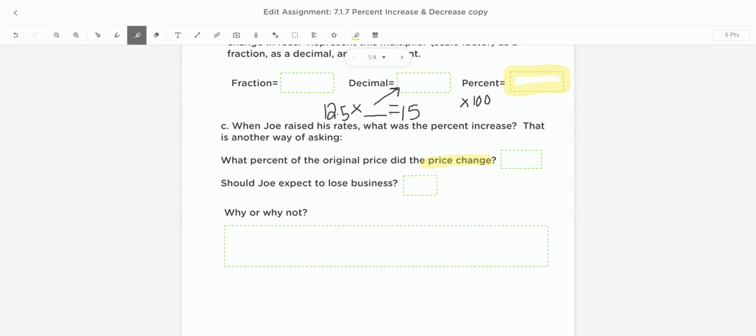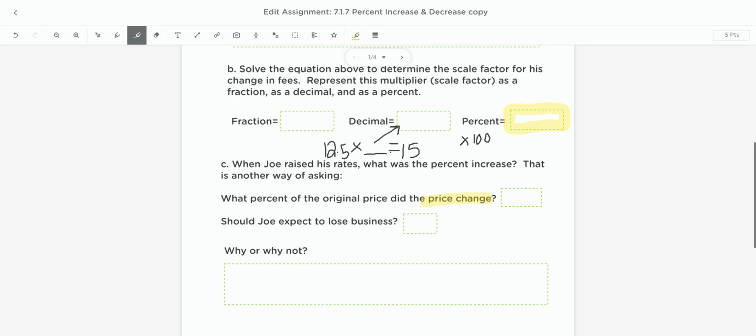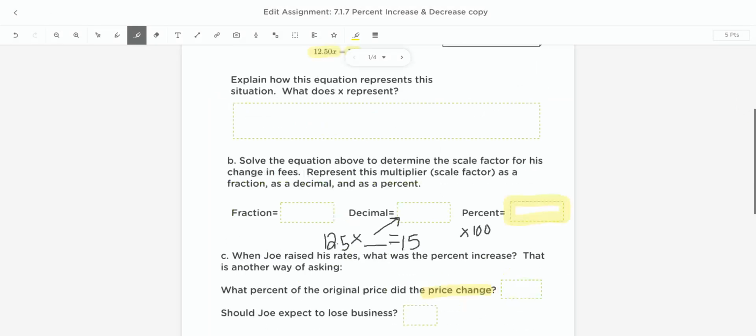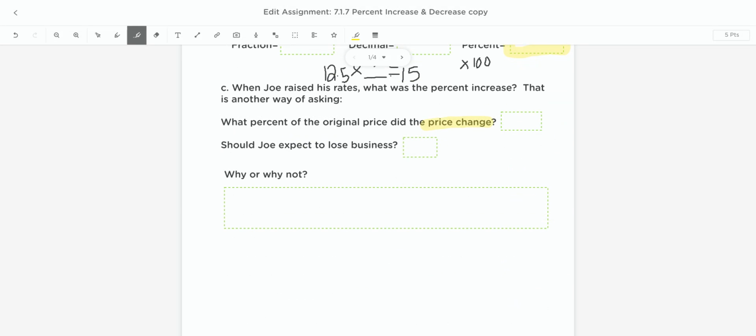The second part says, should Joe expect to lose business? That's a yes or no, and then you're explaining why or why not. I want you to think about at the beginning of this problem that he had heard that if you raise your rates more than 33%, you're going to lose business. So based on the percent that you determined down here as being the increase, should he expect to lose business, yes or no?